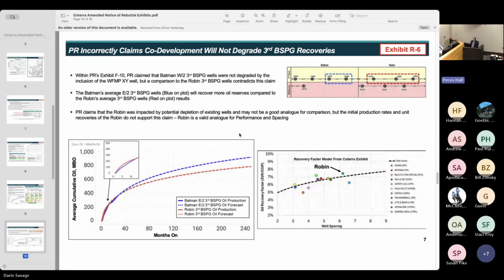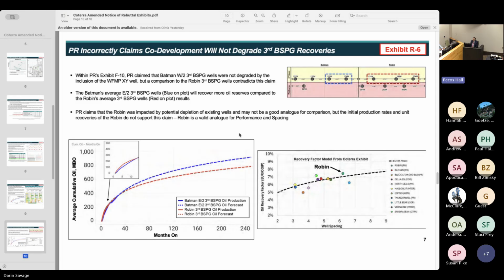The plot on the bottom left illustrates the productivity difference and the ultimate recovery difference between these two groups of wells. So the Batman east half, which does not have any XY sand wells drilled beneath it, is in blue. And the Robin Third Bone Spring wells, which are in red, you can see that the ultimate recovery is predicted to be lower. Now, PR also asserts that the Robin potentially may not be a valid well point because there's offsetting depletion. Coterra does not agree with this.